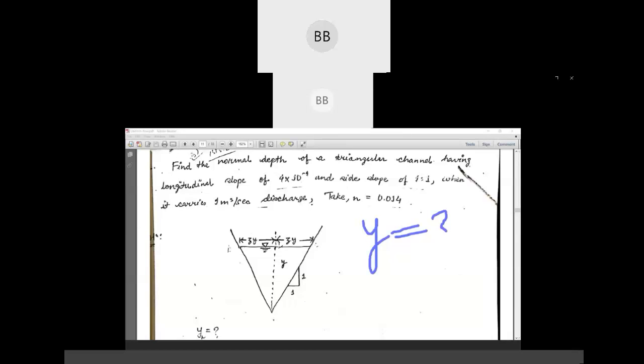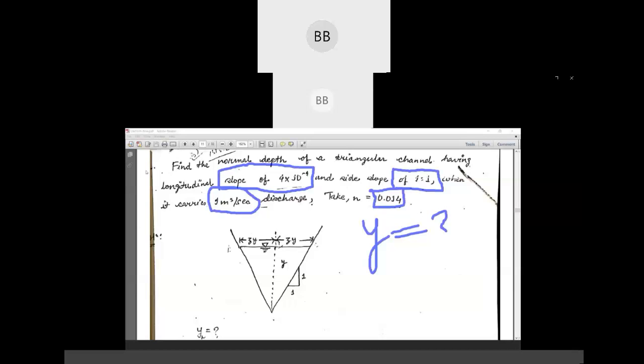Bed slope is given, 4 into 10 to the power minus 4. Side slope is also given, 1 is to 1. And when it carries, that is discharge. Discharge is given, 1 meter cube per second. And we have been given Manning's n. So we need to find out the y value. So you kindly try to solve.